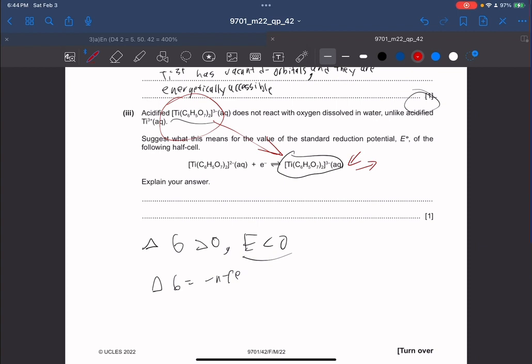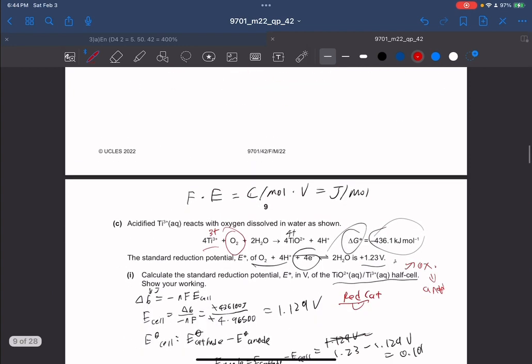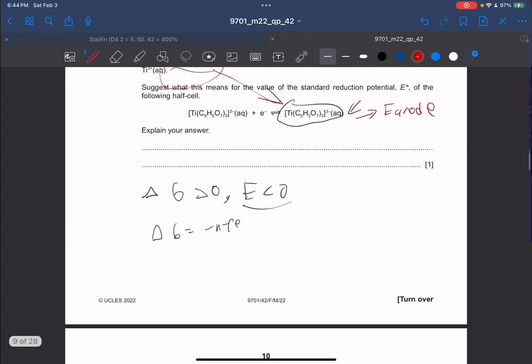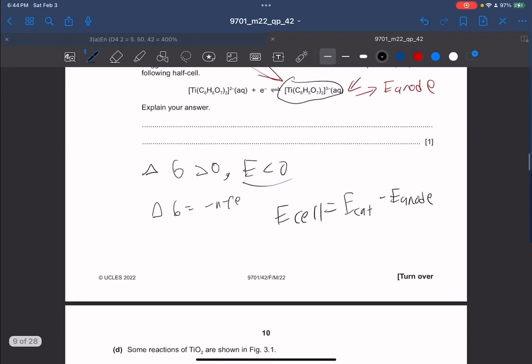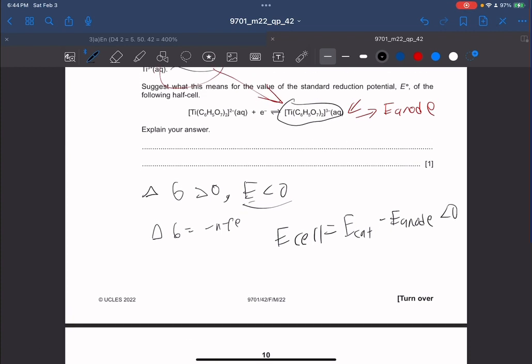In terms of the oxidation, this is E anode and this is E cathode, because reduction happens at the cathode. So E cell equals E cathode minus E anode. E cell here is less than 0, so it means E cathode is less than E anode. As I mentioned, E cathode is 1.23. So just off this expression, E anode must be bigger than 1.23.